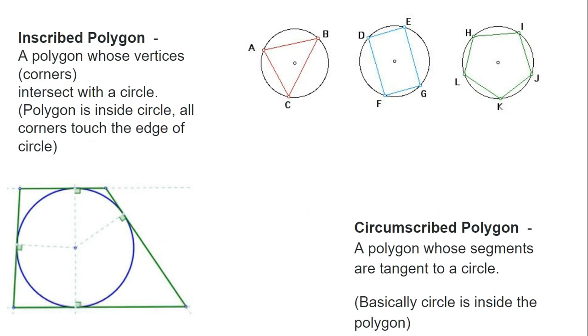All right. All three corners of the triangle are touching the circle. So this is definitely inscribed and it's inside the circle. The four corners or vertices of the rectangle are inside and touching the edge of the circle.